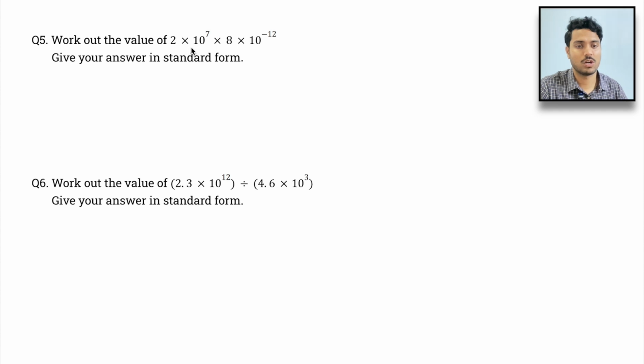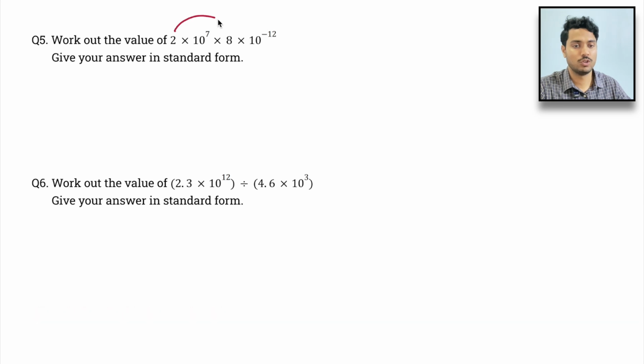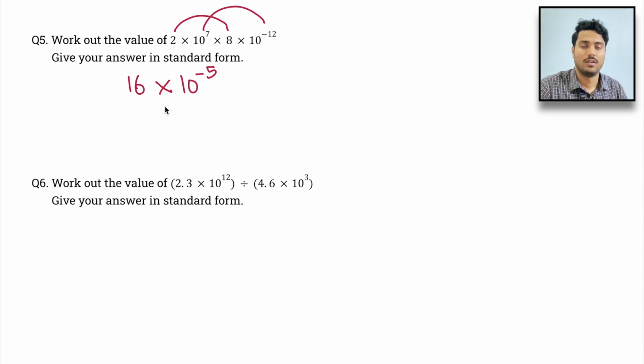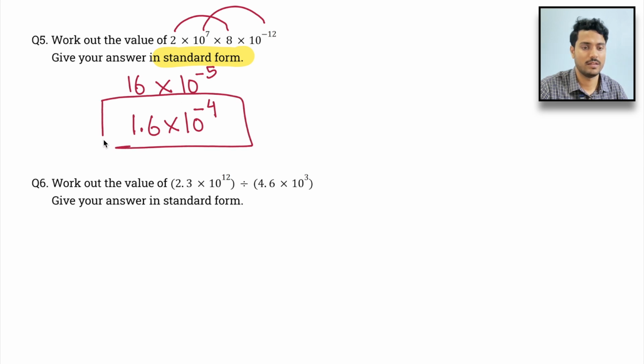Question number 5, it says work out the value of 2 multiplied by 10 raised to 7 multiplied by 8 multiplied by 10 raised to minus 12. So 2 will multiply with 8, that is 16, multiplied by 10 raised to 7 into 10 raised to minus 12. That is 10 raised to minus 5. Now we have to write it in standard form. So we will shift the decimal point from here to here. We can write it as 1.6 into 10 raised to minus 4 basically. And that's the answer.